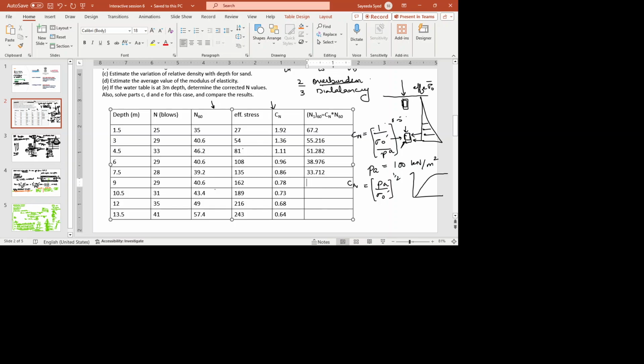2.78 into 40.6 is 31.668. 0.73 into 43.4, 31.682. 0.68 into 49, 33.32, and 0.64 into 57.4 is 36.736.